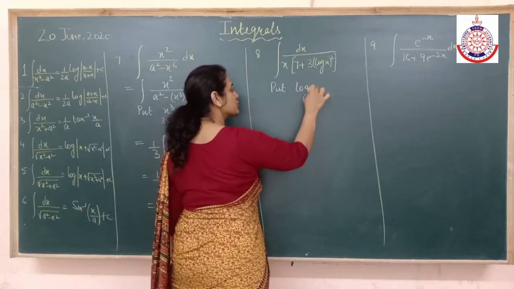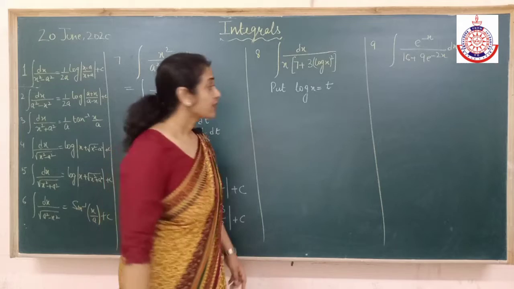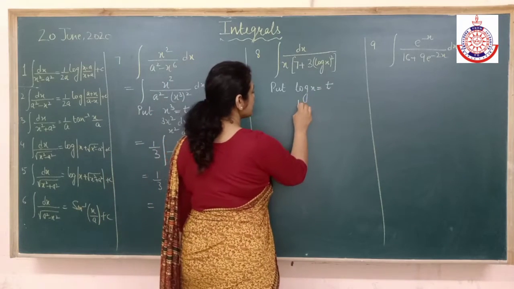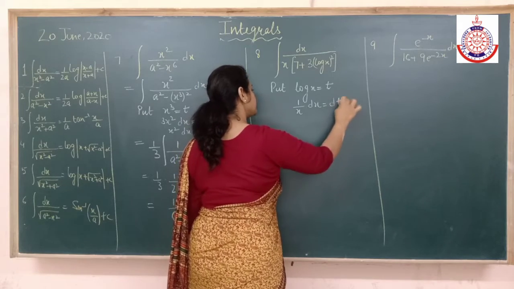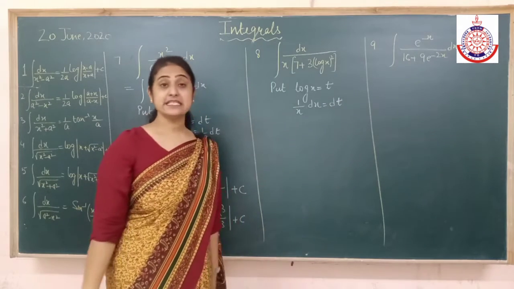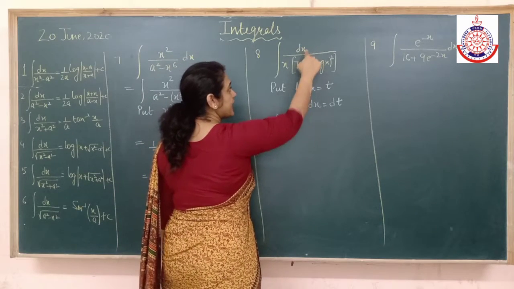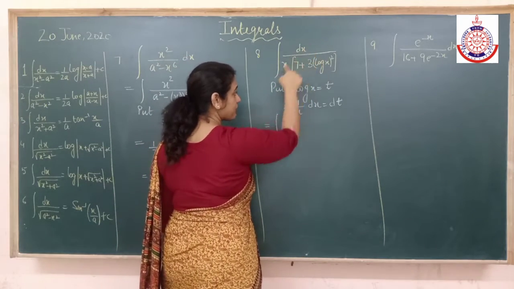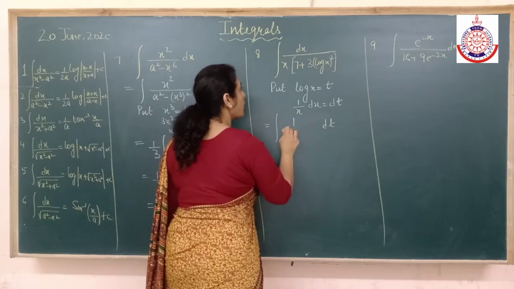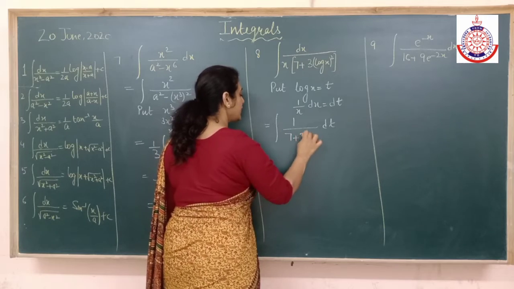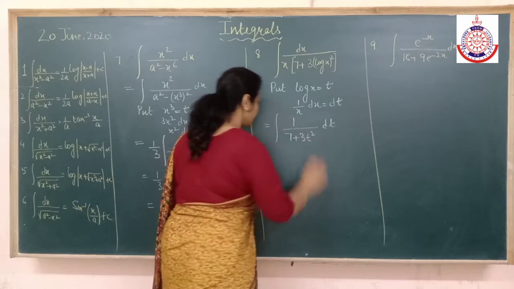Alright. So put log x is equals to t. Alright girls. Log x is equals to t. So differentiate both sides with respect to t. 1 by x dx is equals to dt. Substitute. dx upon x is dt, so that becomes dt. 1 upon 7 as it is, 3 in place of log, I have substituted t, so t square.